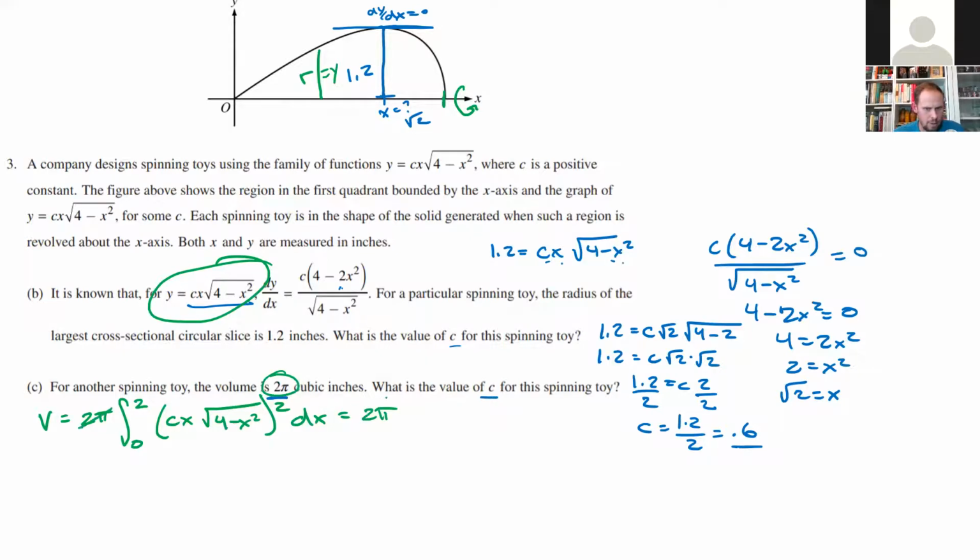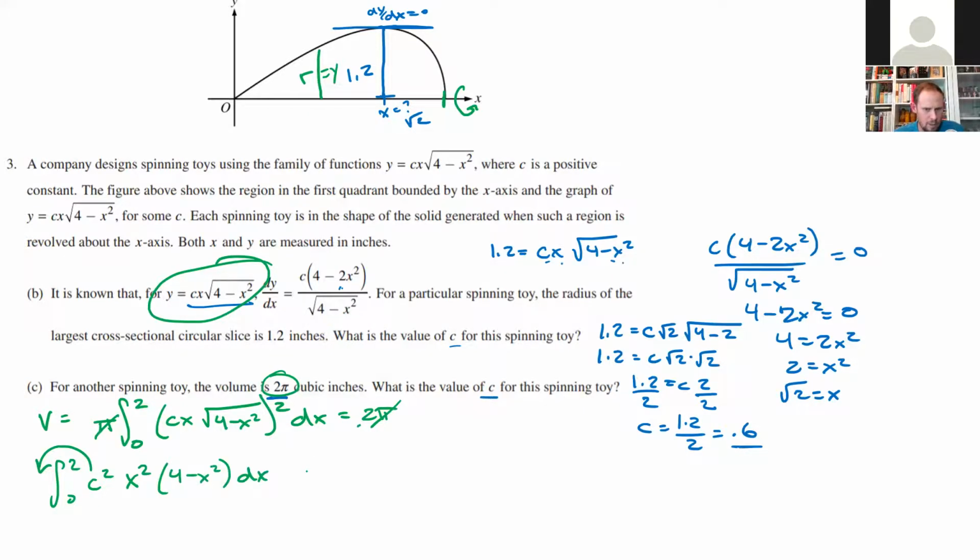Right, so really the 2 pi's cancel out. It wasn't 2 pi, it was just pi, sorry. Pi times the square root. So the pi's are going to cancel out, and we're just going to get 2. Now we need to square this guy and then integrate it. So if we square this, we're going to get the integral from 0 to 2 of c squared, which is just a constant and can move out front, x squared, the square root squared.